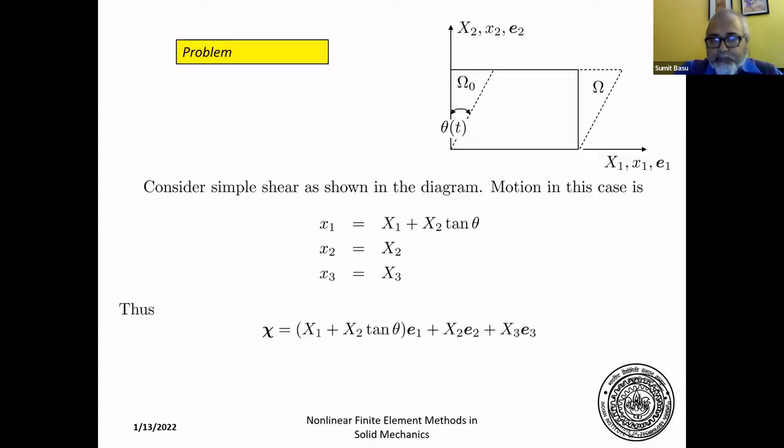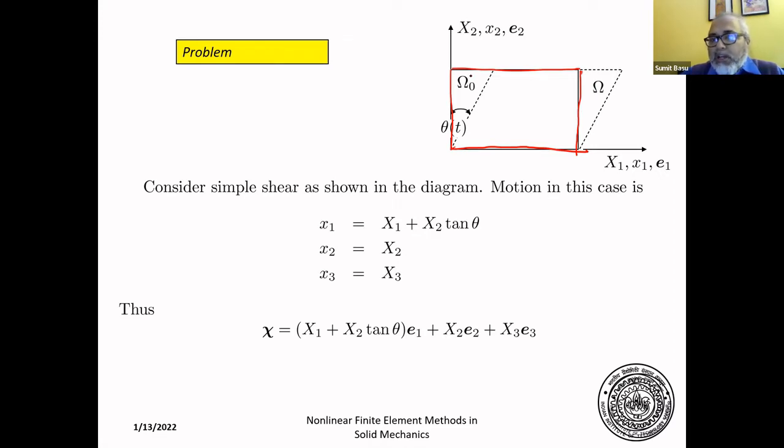Now, let's take an example of a motion. This is a block of material. It's two-dimensional, it's a long block, so it extends infinitely in the x3 direction. So this is your initial block. Okay, and you have deformed it to the dotted line. So you have sheared it at the top, and it has taken the shape of this parallelogram.